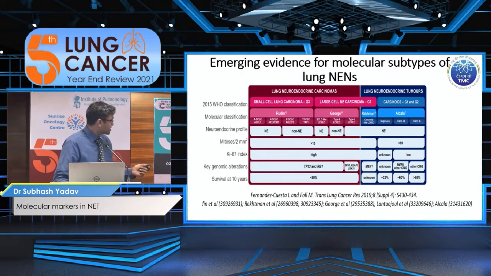So as I said, these are neuroendocrine carcinomas, maybe small cell or large cell. These were the 4 groups which we just described. And in large cell, we had 2 groups, 1 and 2, and a small cell-like large cell neuroendocrine carcinoma. Across the groups, the mitosis is high as per the histology. The MIB1 is high. The key genomic mutations are P53 and RB1, and the survival is less. So this is what we see at histology, but at the molecular level, they are totally different from each other. So this is where we have to target the patients to have a better treatment.